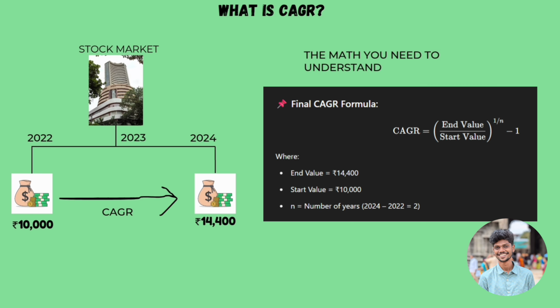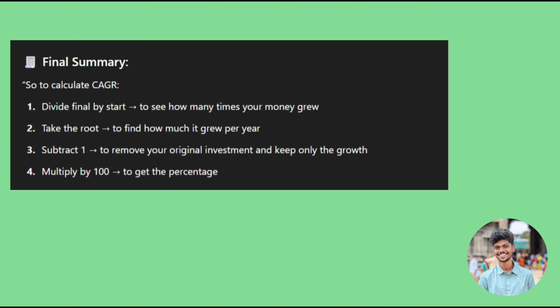The final CAGR formula is: we first divide the end value by the start value, then we take the power of 1 divided by the number of years, and finally we subtract 1. That gives us the average yearly growth rate. Summary: to calculate the CAGR, divide the final value by the start value to see how many times your money has grown. Take the root to find how much it grew per year. Then subtract 1 to remove your original investment and keep only the growth. Then multiply by 100 to get the percentage. That's it. You know how to calculate CAGR like a pro, even if you are not great at the maths.